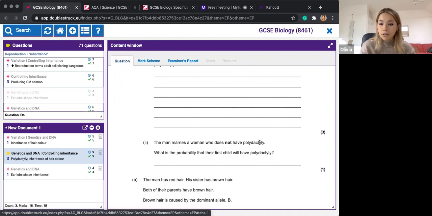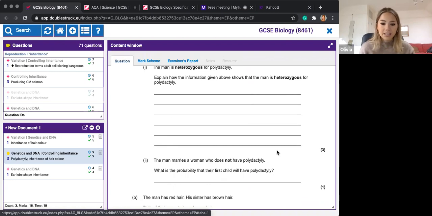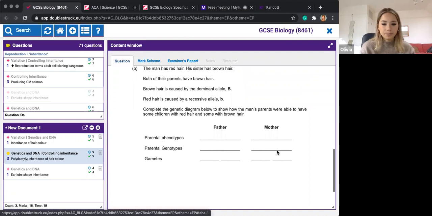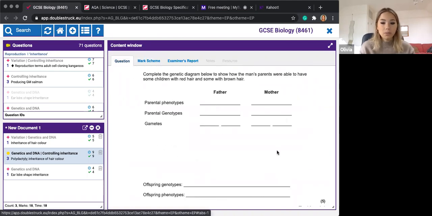The man marries a woman who does not have polydactyly. What is the probability that their first child will have polydactyly? Again, you just need to draw out a genetic diagram as we've done. If you draw that all out, you see that it'll be 50%. And you'll see generally these all seem to be very similar. So not going to bother going through any more.